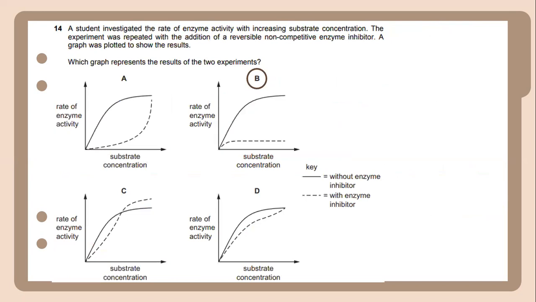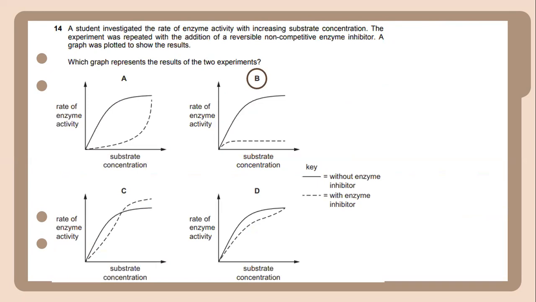A student investigated the rate of enzyme activity with increasing substrate concentration. The experiment was repeated with the addition of a reversible non-competitive enzyme inhibitor. A graph was plotted to show the result. Which graph represents the result of the two experiments?